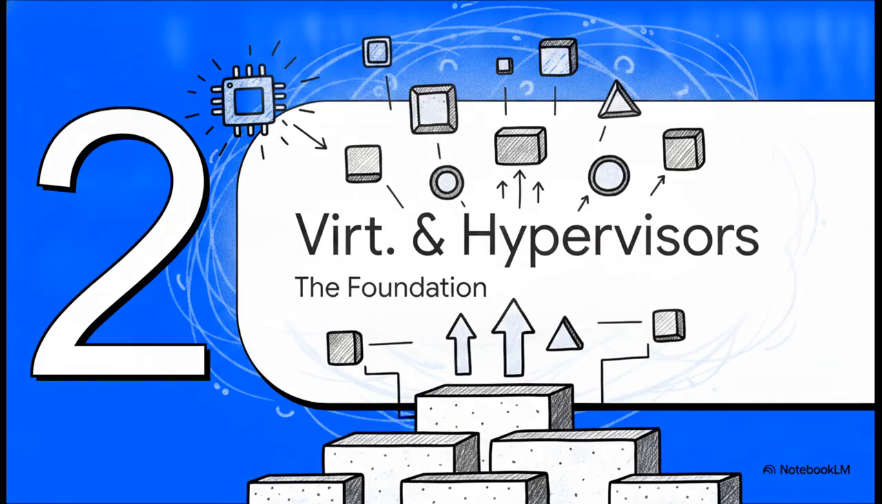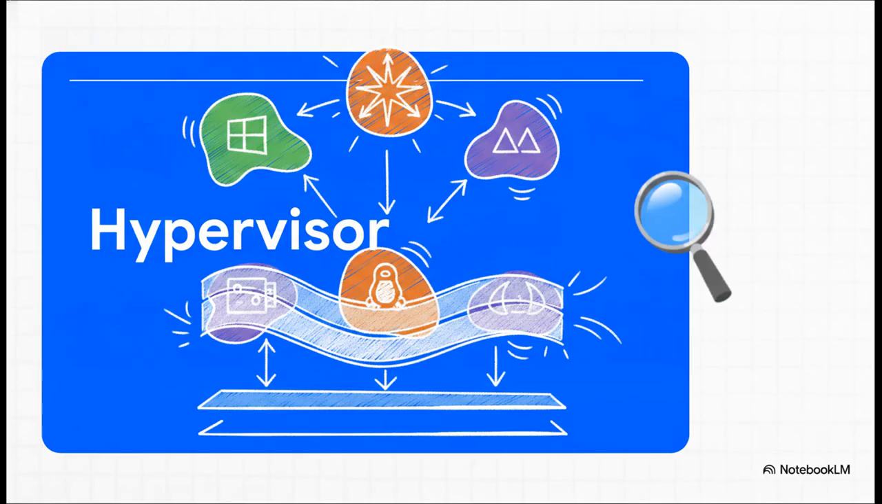Section 2. Virtualization and hypervisors, the foundation. You see, the whole core of virtualization relies on one absolutely crucial element, the hypervisor. You literally cannot have virtualization without it. Think of a hypervisor as a brilliant traffic cop. It's essentially a software layer that allows multiple operating systems to run on a single physical hardware platform at the exact same time. It completely decouples the operating system from the physical hardware underneath.